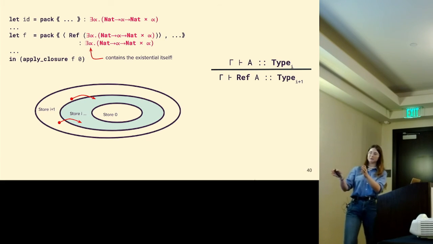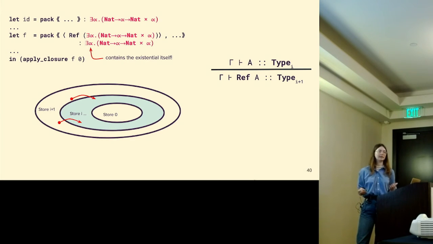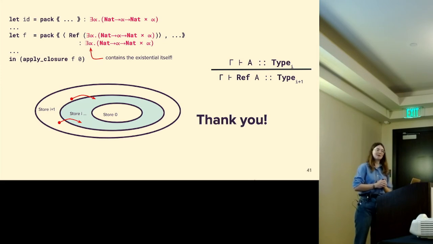And this led to a stratified store, you see here visually. And the idea then of our language being terminating is that the store is just relying on this smaller stratified store. Thank you all very much.